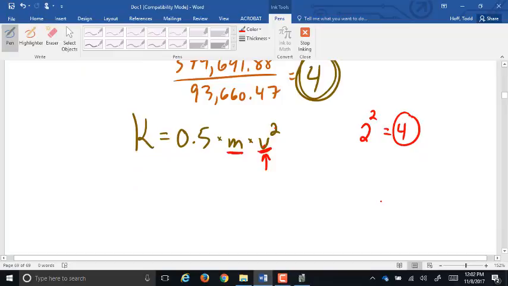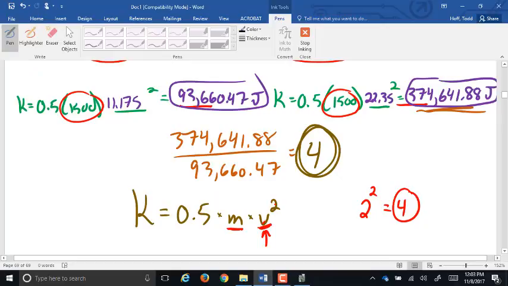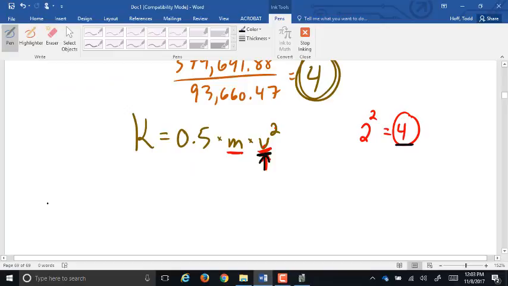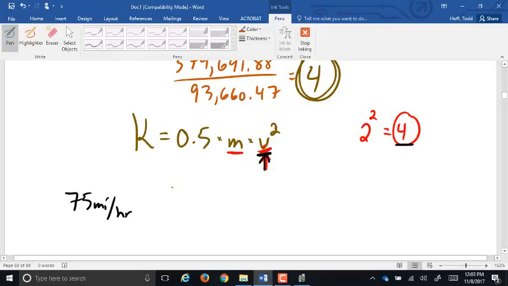What do you think would happen? All right. Yeah, we just doubled the velocity, but since it's squared, that increases the energy by a factor of 4. So what do you think would happen if we sped up to 75 miles per hour? From the 25 miles per hour, now we've tripled it, times 3 for the velocity. What do you think that's going to do for the kinetic energy?